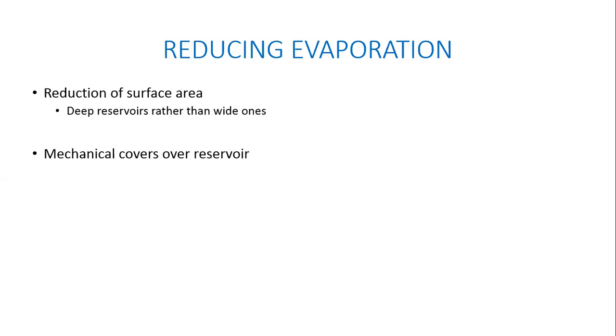Another way is to have some kind of a mechanical cover. Somebody said, if it's a small reservoir, you just have some kind of a permanent roof or a temporary roof, which covers the surface of the reservoir. That can also be useful to limit or reduce the evaporation that happens. Now, obviously, whoever said that also said that it's not practical for large water bodies. If it's a relatively small one, you can very easily use a mechanical cover to reduce evaporation.